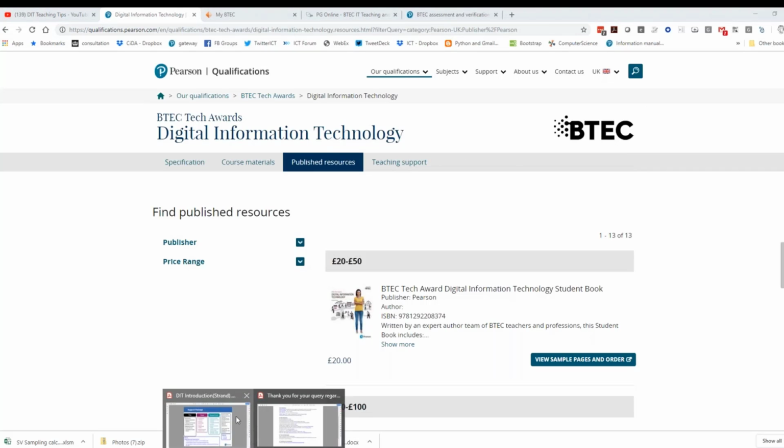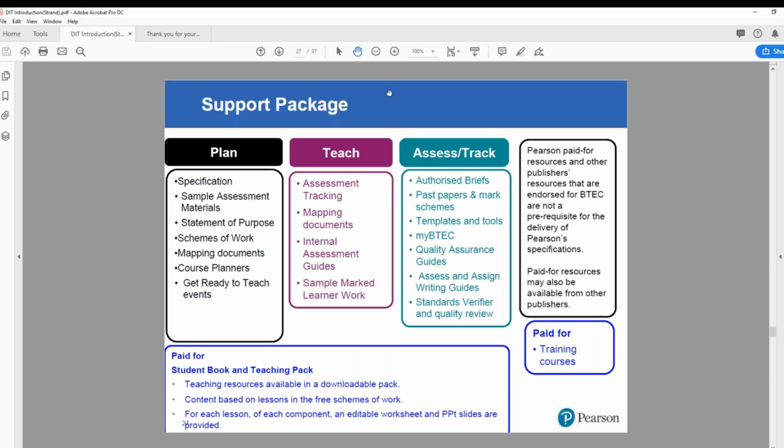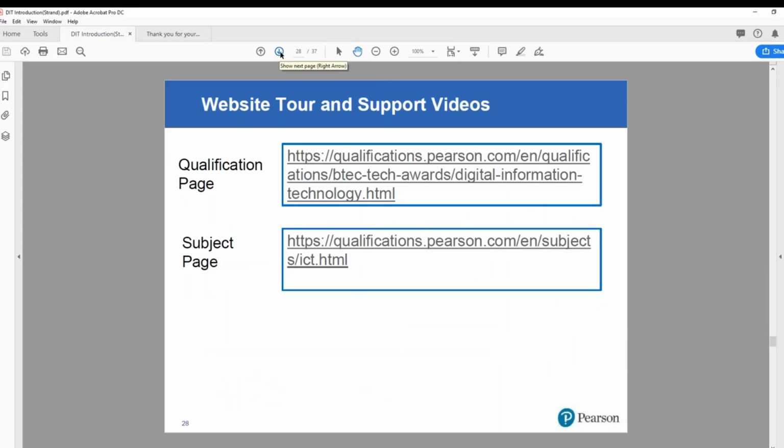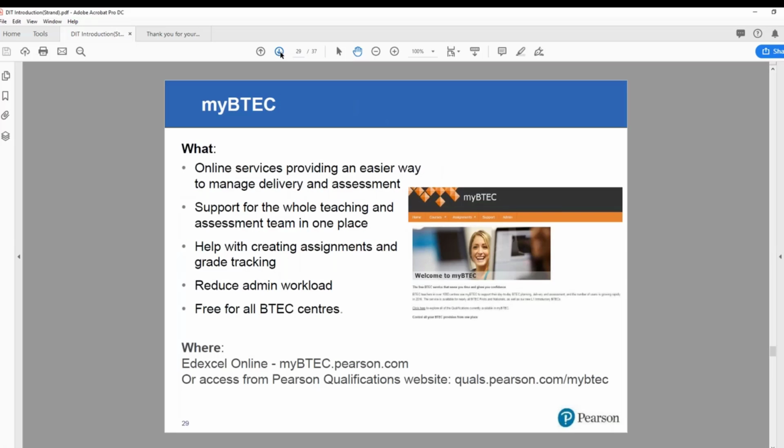I'm rattling through here because I want to give some time for questions. Look at that, 27. There can't be 10 more slides. Website tour, qualification page, subject page. We did that as we went along. We had a look at My BTEC.